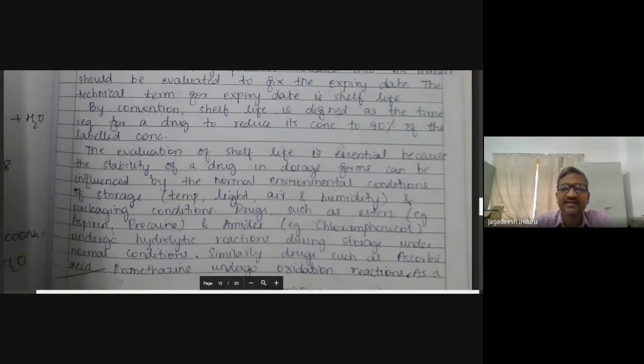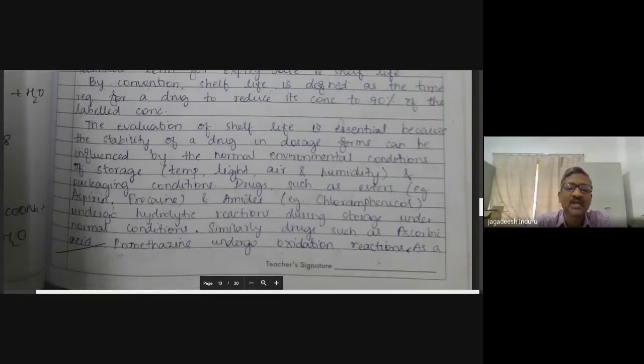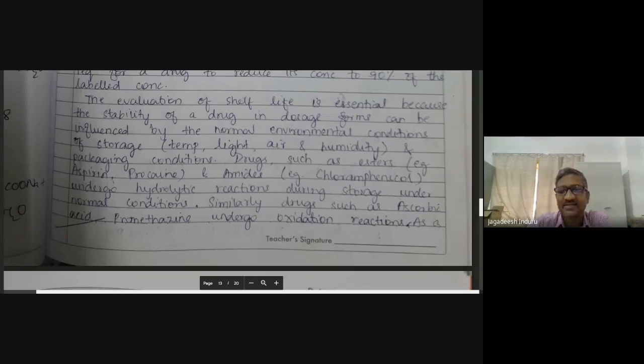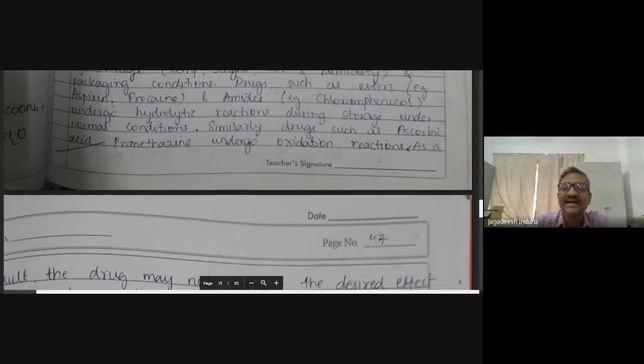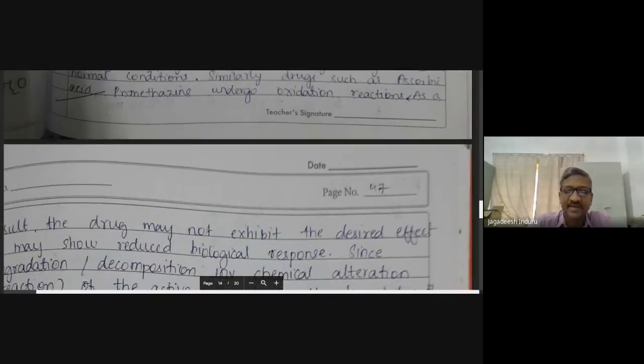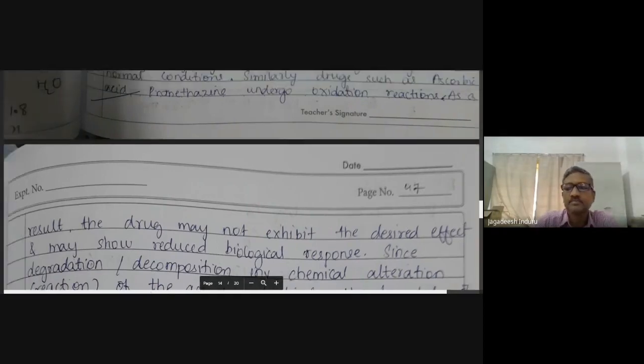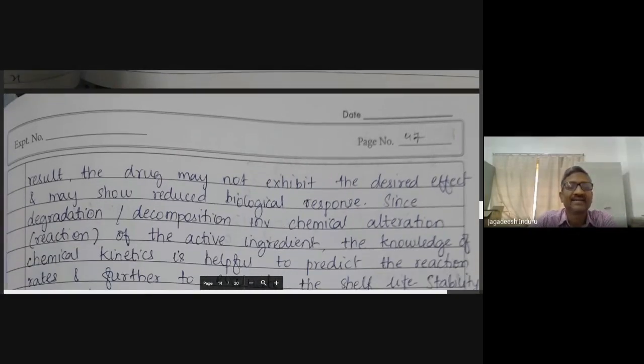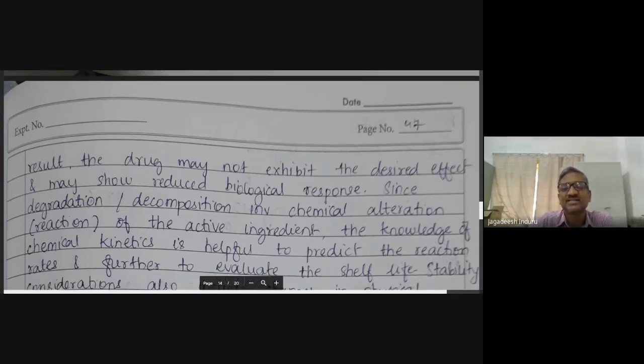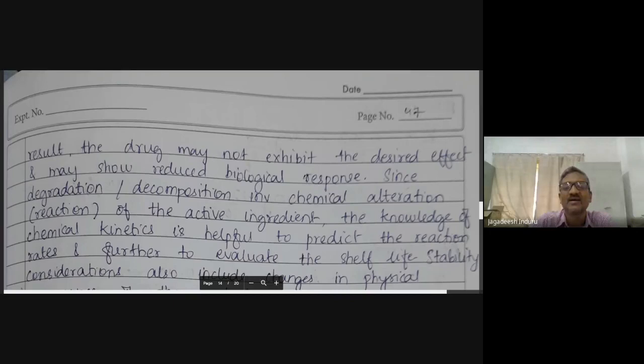Similarly, most drugs such as ascorbic acid and promethazine undergo oxidation reactions, and they degrade by oxidation through the presence of oxygen and reaction with it in the environment. That is the reason we need to see its stability also. As a result of oxidation, the drug may not exhibit the desired effect and may show a reduced biological response because it is getting oxidized.